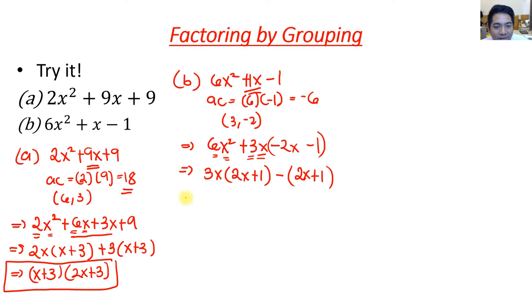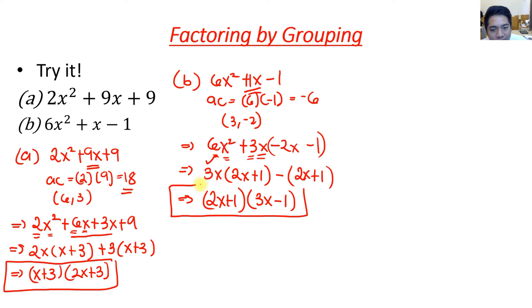So, now your result will be 2x plus 1, which is common to both of the terms. So, you have 2x plus 1 multiplied by 3x minus, of course, 1. So, that is factoring by grouping.